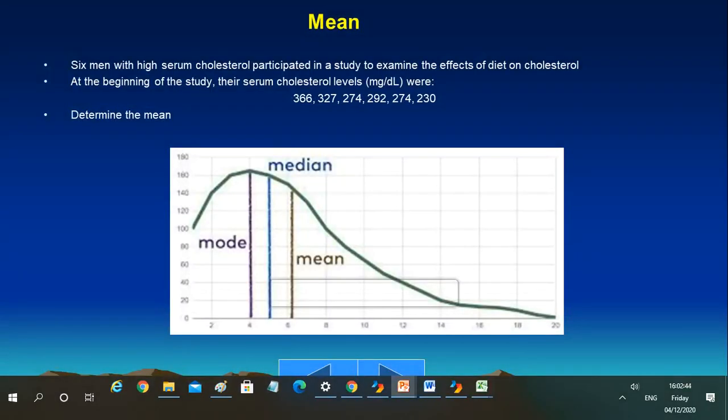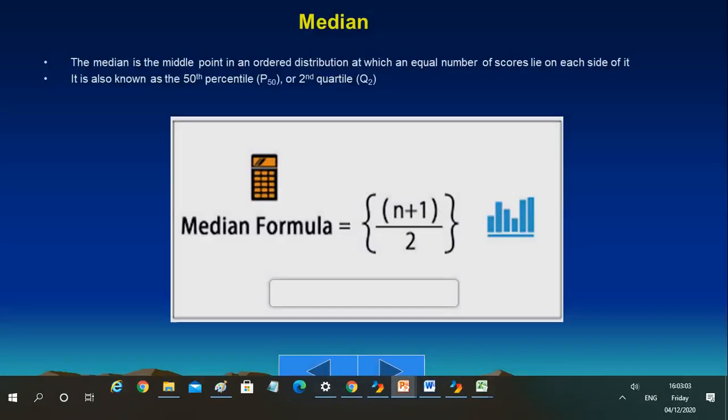For example, 6 men with high serum cholesterol participated in a study to examine the effects of a diet on cholesterol. So you have these 6 numbers, and then you can determine the mean, which is very simple. Just add them together and divide by the number of observations that you have. The median is the middle point of the ordered distribution, at which an equal number of scores lies on each side of your number.